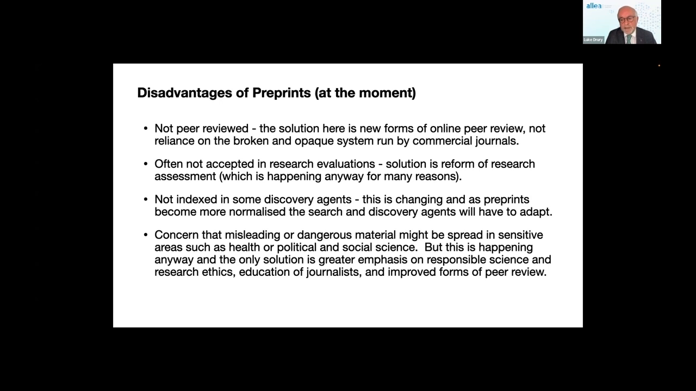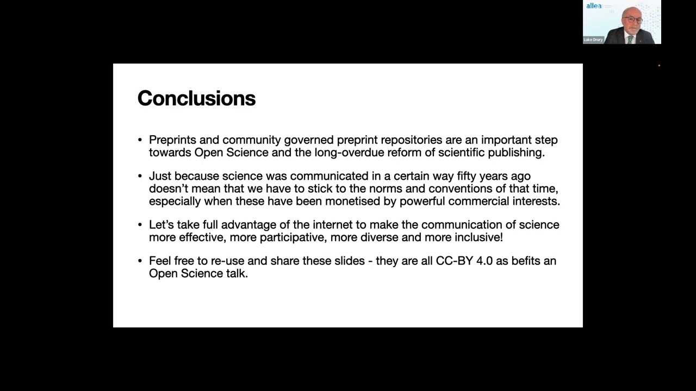So my conclusions are that preprints and the associated community-governed preprint repositories can be a very important step towards open science and the long overdue reform of scientific publishing. And just because science was communicated in a certain way 50 years ago, that's absolutely no reason why we should stick to these norms and conventions, especially when these have been monetized for their advantage by powerful commercial interests.